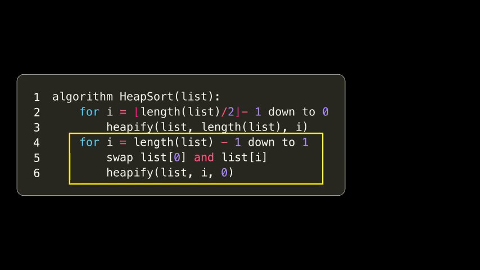Thus, we swap list[0] with the last element in the list so that the maximum value is at the end of the array. We then call heapify to build the sublist excluding the last element into a max heap. This process is repeated until the entire list is sorted.